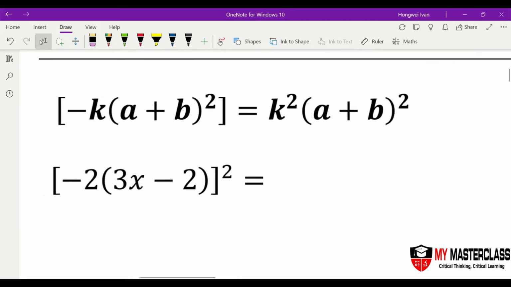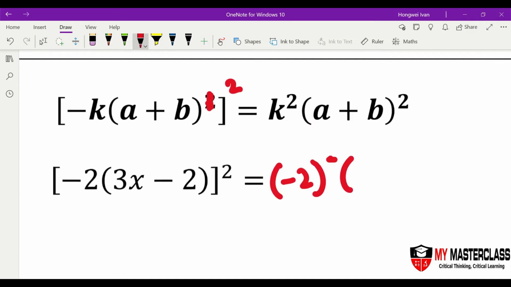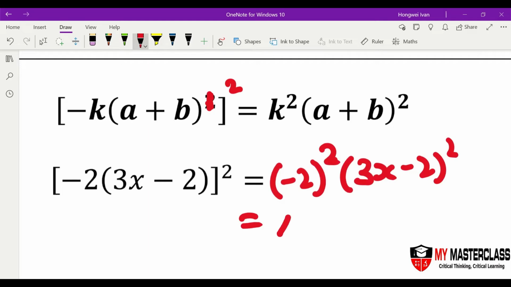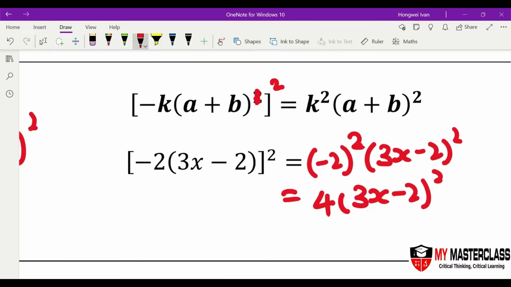Same thing. This one, my mistake, there's a typo. This square should be on the outside. So if you have negative 2 squared, be careful, then (3x minus 2) squared. Then this will be equal to 4 bracket (3x minus 2). These are the basic algebraic baselines that you must know.